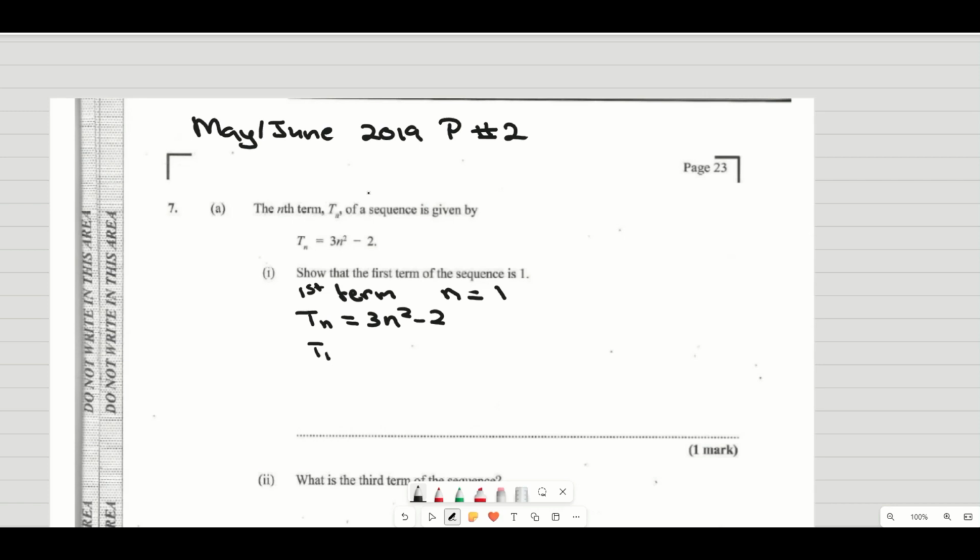So your first term, T1, is equal to 3 by 1 squared minus 2. We always do brackets first. 1 squared is 1 by 1, which is 1, so that's 3 by 1 minus 2. 3 by 1 is 3, minus 2 is equal to 1. And this right here is just how you would show that your first term in the sequence is 1.